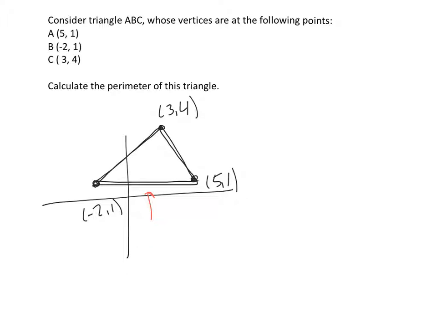So from here to here, I'm going from negative 2, 1 to 5, 1. This is a relatively easy one to calculate because I'm not moving up or down, I'm only moving left or right. So from negative 2 to 5, that has a length of 7. It's the absolute value of the difference, either negative 2 minus 5 or 5 minus negative 2, but you can also just use your logic to dictate this.